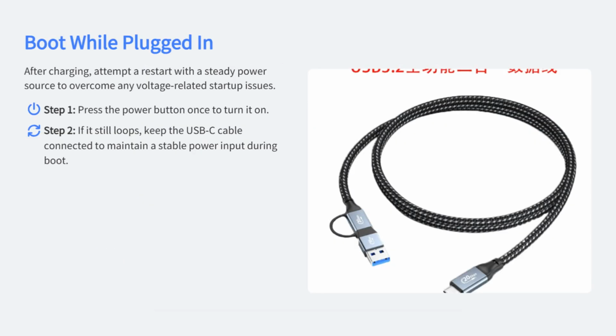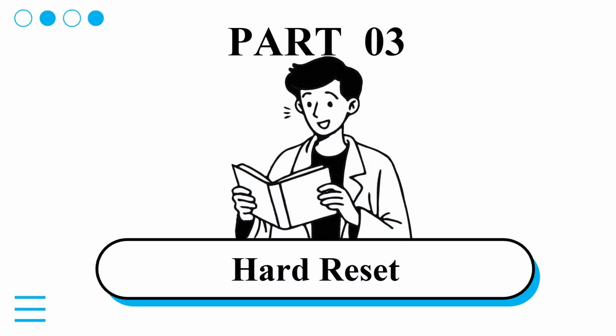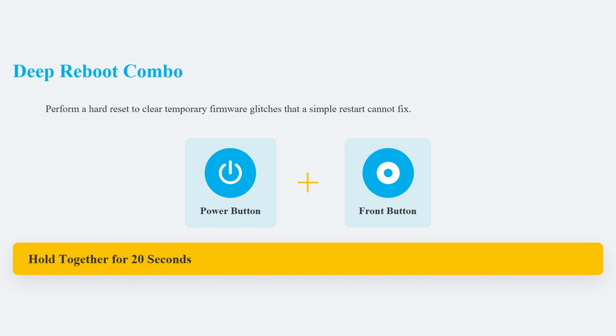If it still loops, try booting it while plugged into power. Sometimes a steady power source can help it load properly. If it's still looping, then try a deep reboot. Hold down both the power button and the round front button together for around 20 seconds, then release. This performs a hard reset that can clear small firmware issues.